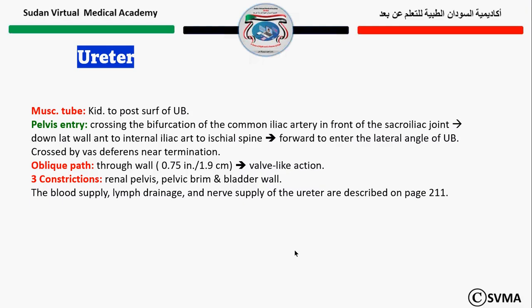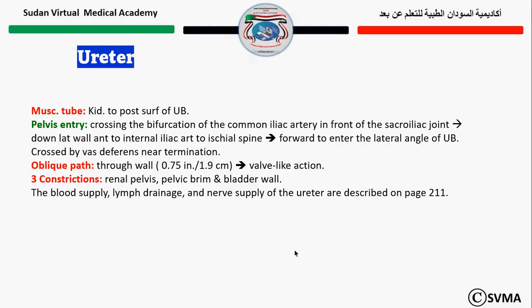We move to the urinary tract, and we said in the pelvis we have parts of the urinary tract, including the pelvic part of the ureter as well as the urinary bladder. So the ureter is a tube starting from the kidney down to the bladder. However, part of it is in the abdomen and part of it is in the pelvis.